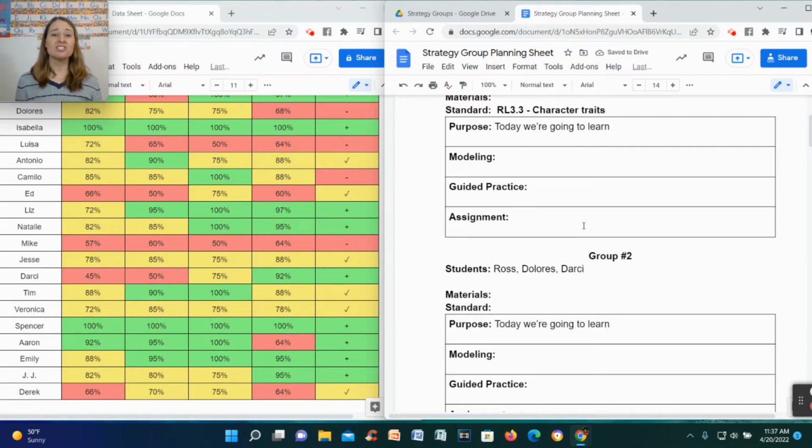I told you strategy groups are super flexible. So if you pull her on this day and she's blowing it out of the water, she understands it completely, you can send her off to read or do whatever other activity your students are doing while you're pulling your strategy groups, because she already understands it and does not need that group. I just want to check in with her and make sure that she really is solid on it though.